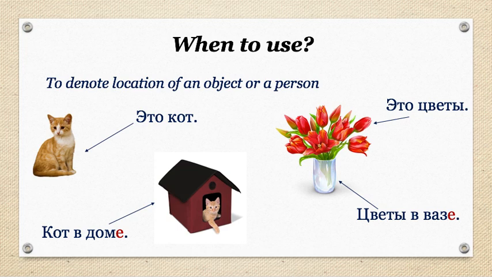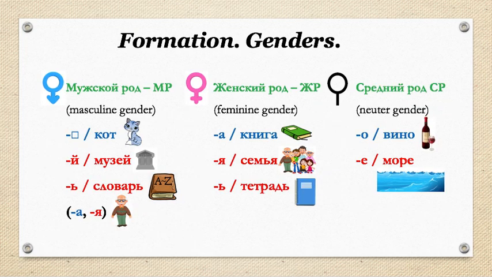Let's look at how to form prepositional case. In order to do this, we need to remember the genders of Russian nouns. You know that there are three genders in Russian: masculine, feminine, and neuter. Each of these genders has specific endings. Masculine: consonant, й, soft sign, and some specific nouns that have а or я at the end. Женский род: а, я, and soft sign. And средний род: о, е.